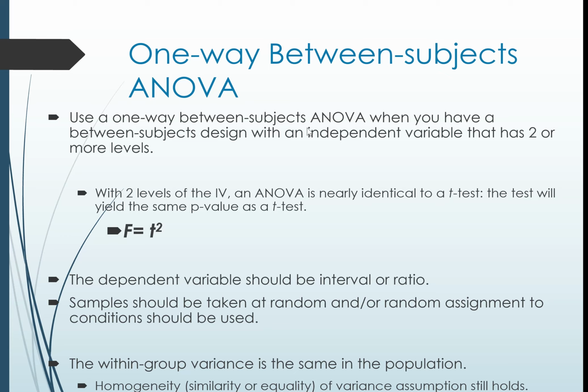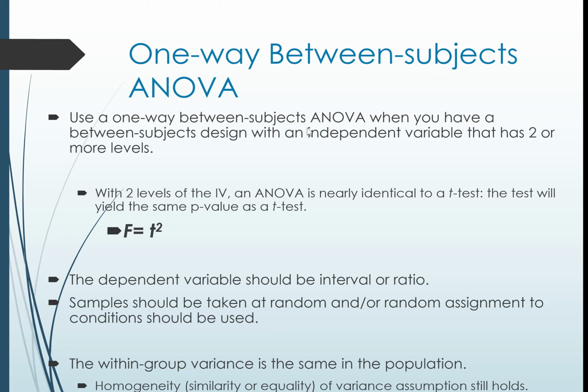So we would use a one-way between subjects ANOVA when you have a between subjects design and the independent variable has 2 or more levels. It can be used with 2 levels. Most people would just use a t-test if there's 2 levels, but it could be used with 2 levels, like the independent samples t-test. So basically it would give you the same answer. With 2 levels, the F ratio, which is the resultant statistic of the ANOVA, which we'll get to in a little bit, is equal to the t value squared. So they're essentially the same statistical test.